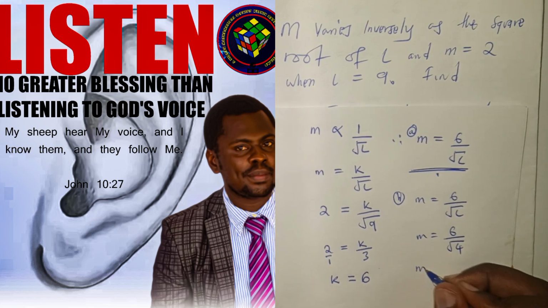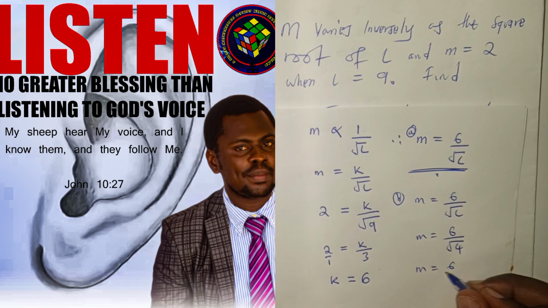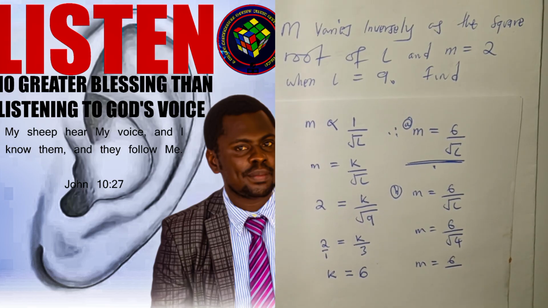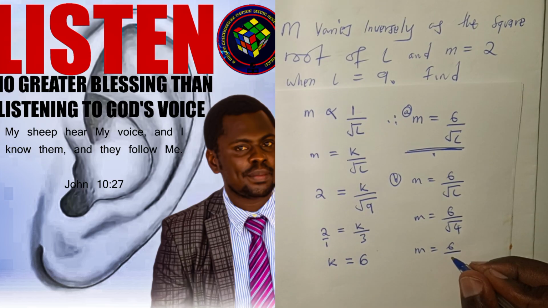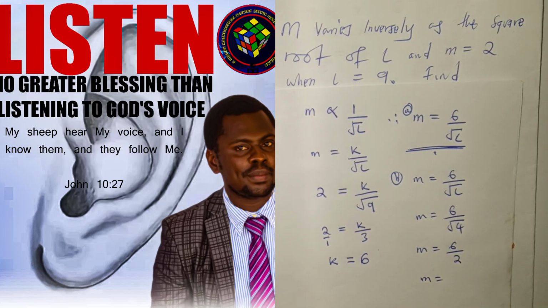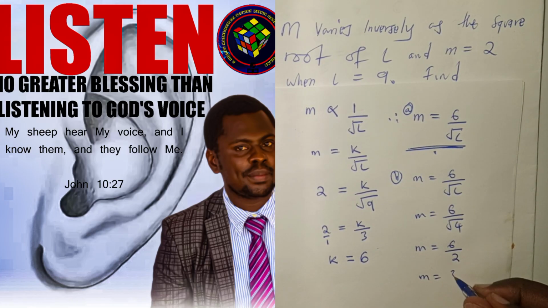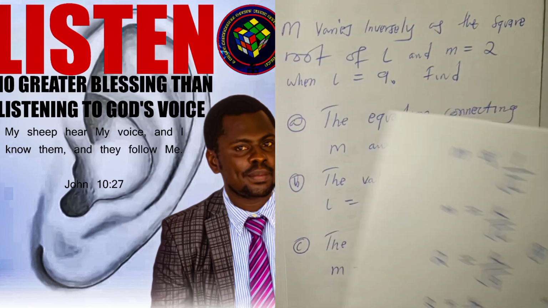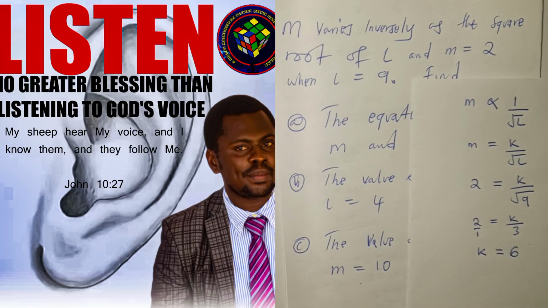So M is equal to 6 over, what is the square root of 4? The square root of 4 is 2. So 6 over 2. M is equal to, what is 6 over 2? 6 over 2 is 3. So M is equal to 3. We go to C.